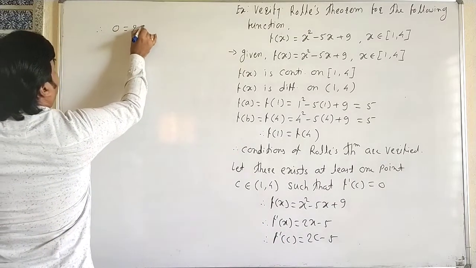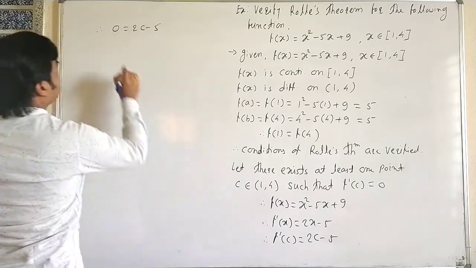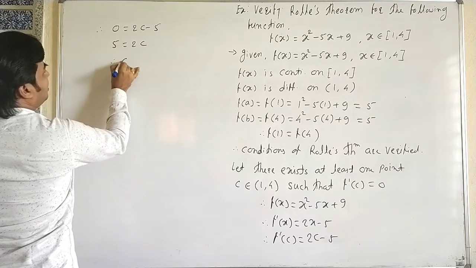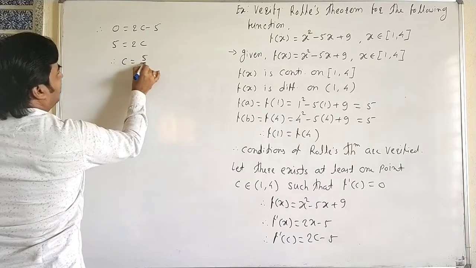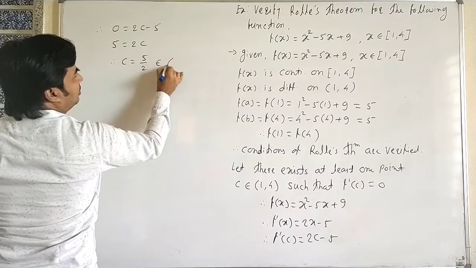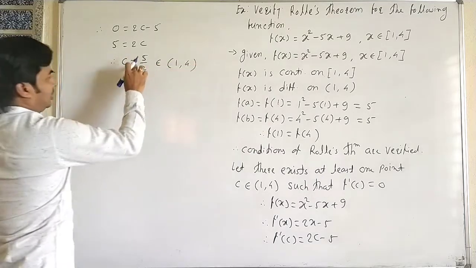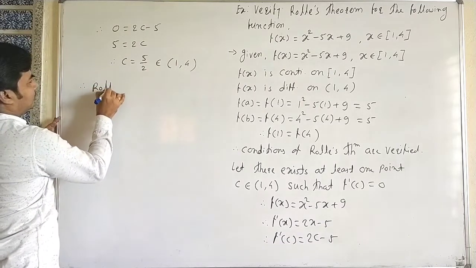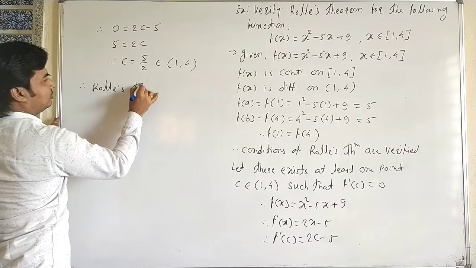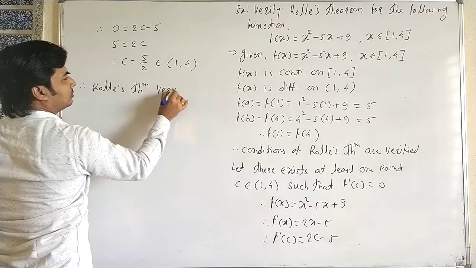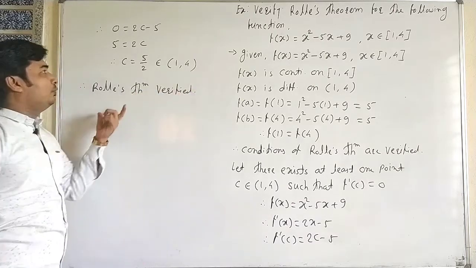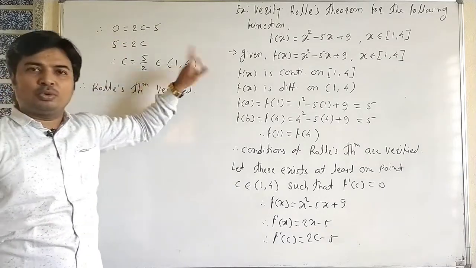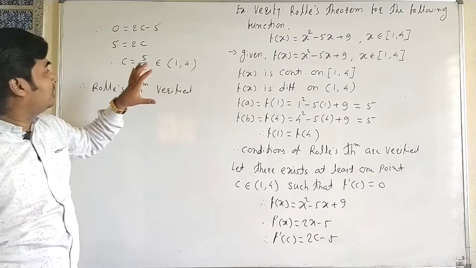0 is equal to 2c minus 5, then 5 is equal to 2c, and therefore c is equal to 5 by 2, which belongs to 1 comma 4. 5 by 2 belongs to 1 comma 4, therefore Rolle's theorem verified. Rolle's theorem verified. It is there exists at least one c, that is 5 by 2. 5 by 2 belongs to 1 comma 4. It is a Rolle's theorem.